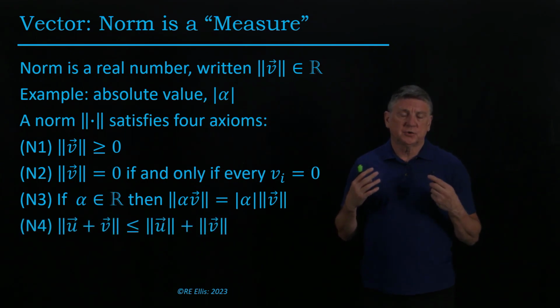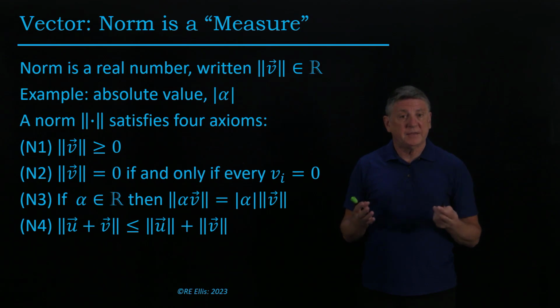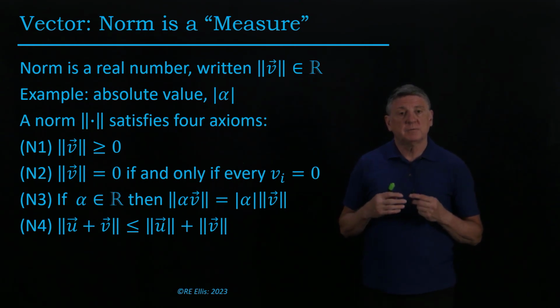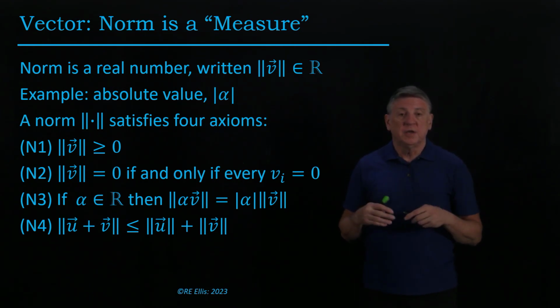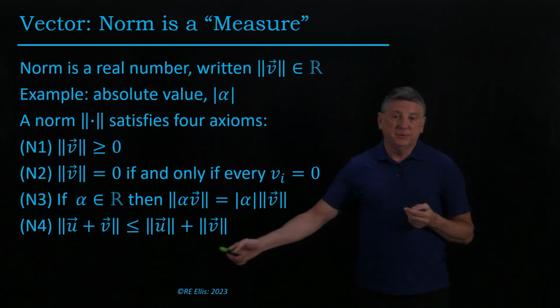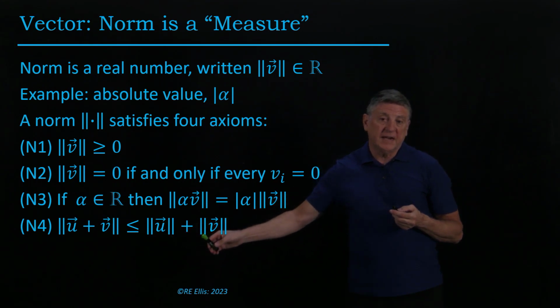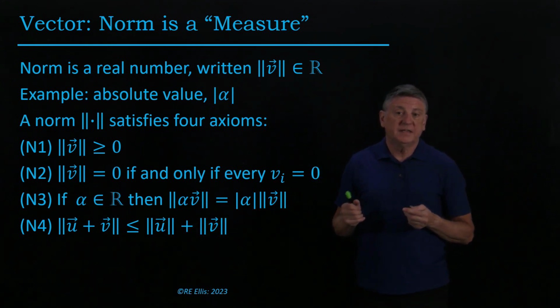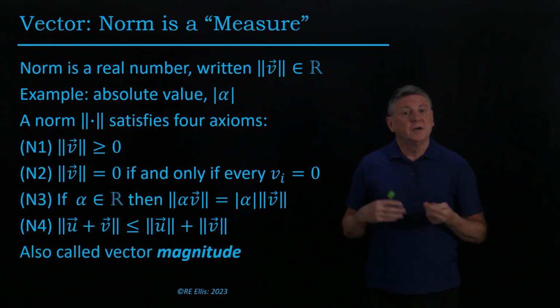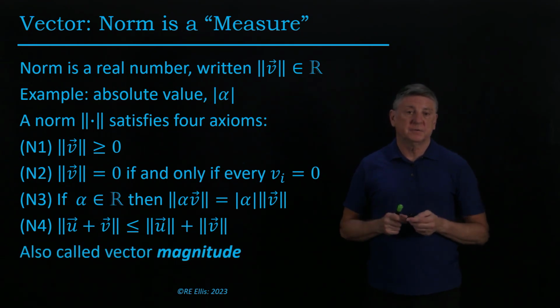If we take the two vectors and we add them together and we find the norm, that has to be less than or equal to the sum of the individual norms. This is sometimes referred to as the triangle inequality. You can think in a plane of a triangle, and what that says is that if you take two legs of the triangle and add up their distances, the length of the third leg cannot exceed that. Another word for vector norm is a vector magnitude.